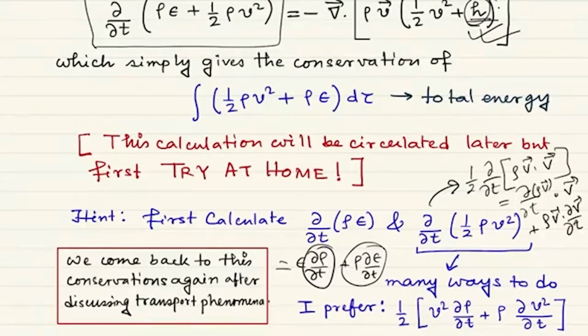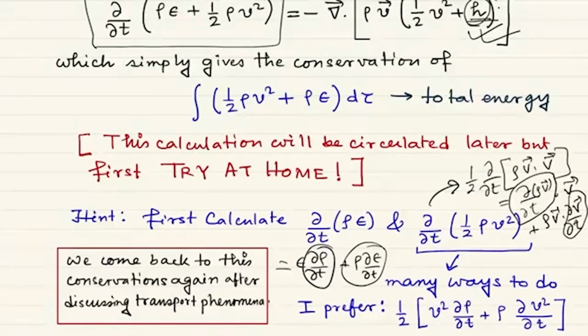What I personally prefer is to write it as ρ times v², not ρvv type of thing, and then I write it like this: ½v² ∂ρ/∂t plus ρ ∂v²/∂t. Then you need only one form of the momentum equation, that is ∂v/∂t. Otherwise you need ∂(ρv)/∂t and ∂v/∂t, these two. That is also okay, but it is up to you to decide which one you will choose. You can do both.